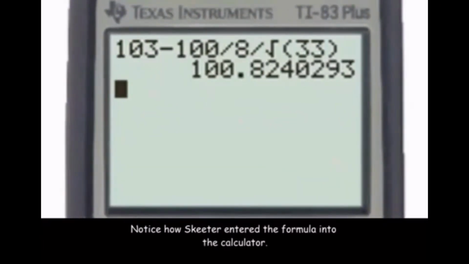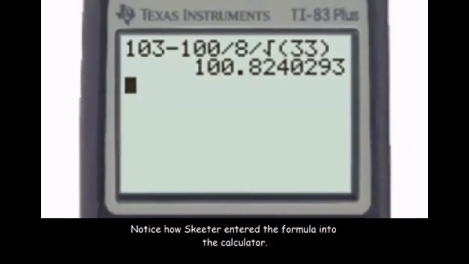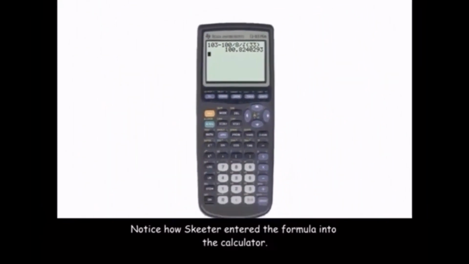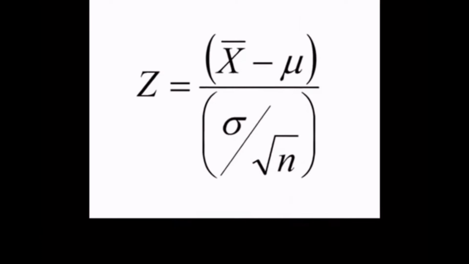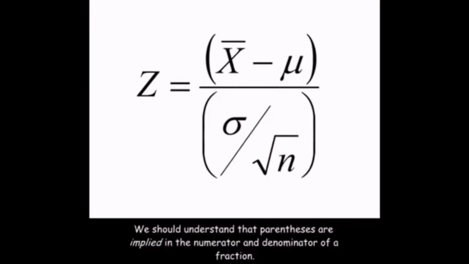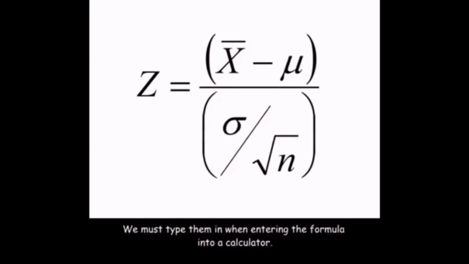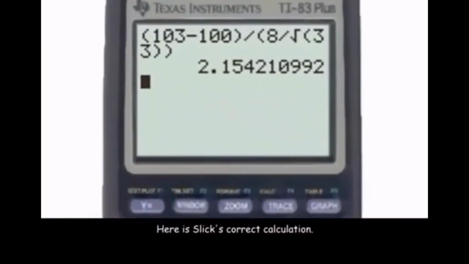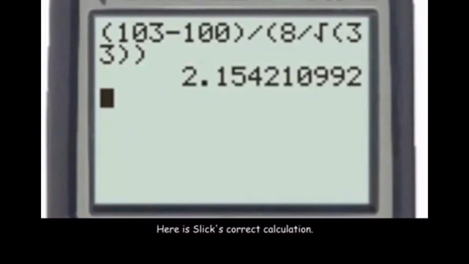Notice how Skeeter entered the formula into the calculator. We should understand that parentheses are implied in the numerator and denominator of a fraction. We must type them in when entering the formula into a calculator. Here is Slick's correct calculation. Slick knew to include parentheses in his calculation. Slick obtained a reasonable value for his z-score.